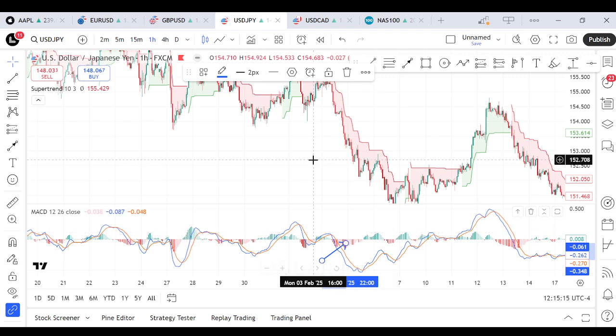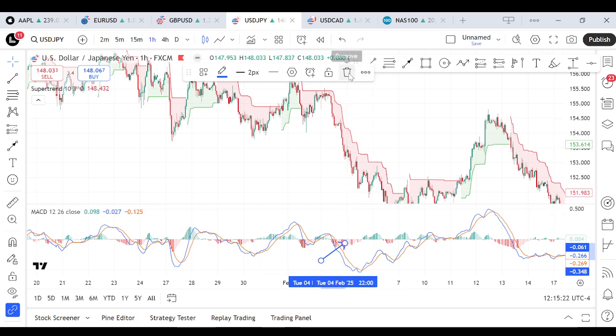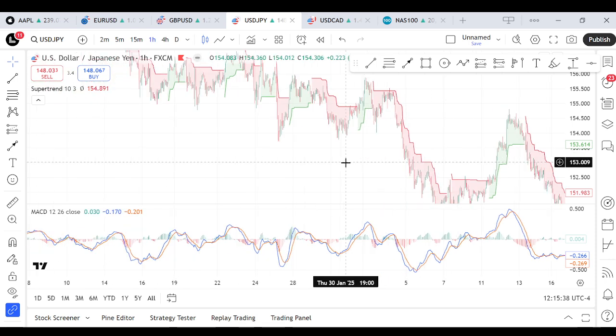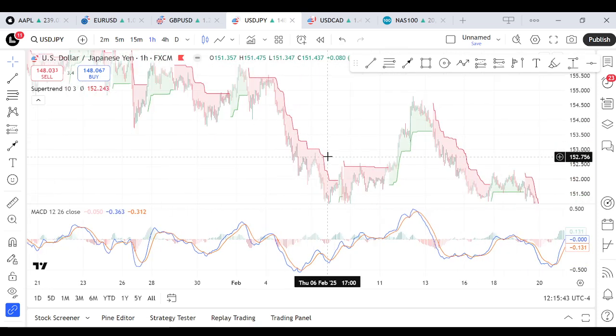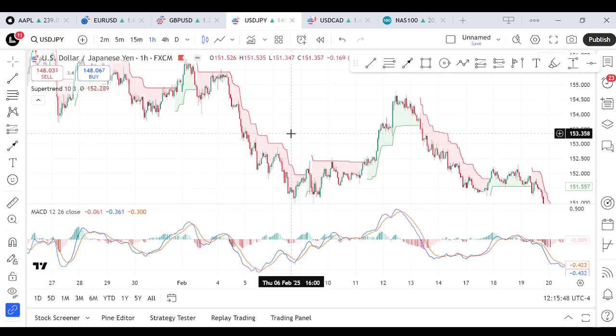When we combine these two indicators, the Supertrend and the MACD, we create a robust strategy that leverages both trend direction and momentum. The Supertrend MACD strategy generates buy signals when the MACD line crosses above its signal line, while the Supertrend is green and below the price. Conversely, sell signals occur when the MACD line crosses below its signal line, while the Supertrend is red and above the price. So I'm going to explain that in detail. Let's dive straight into the chart.